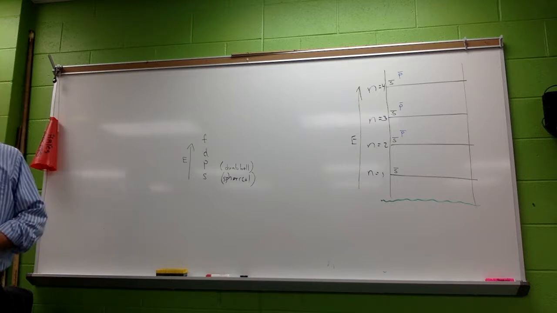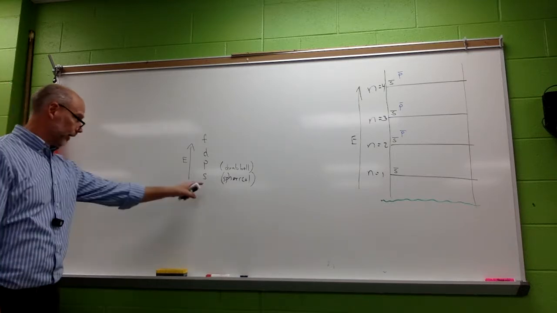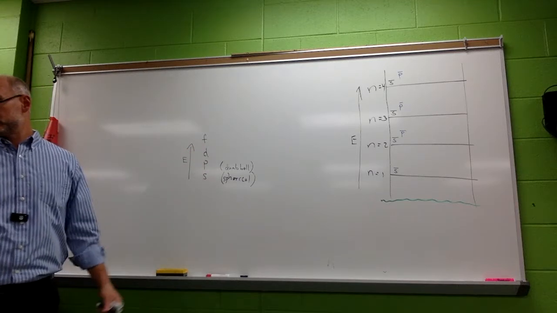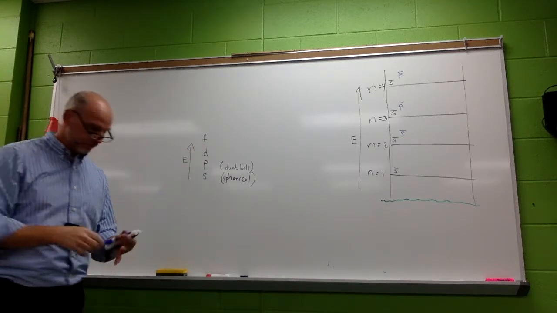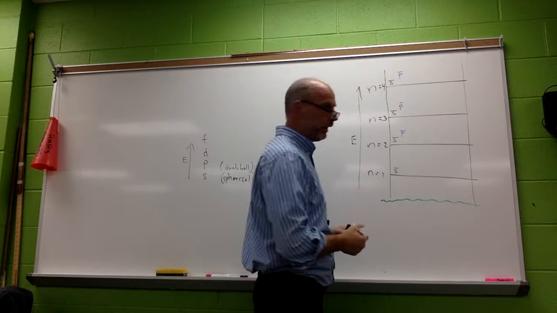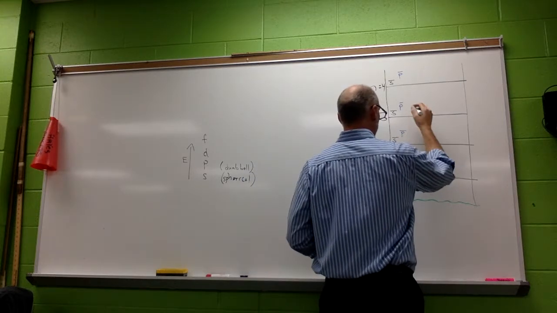At n equals 3, how many different shapes? 3: S, P, and D. Please do not do anything until you see me do it. So the first time we're allowed to run into a D energy or sublevel is at the third energy level.